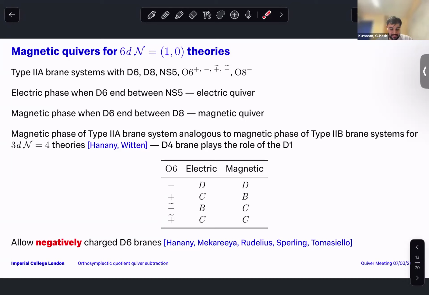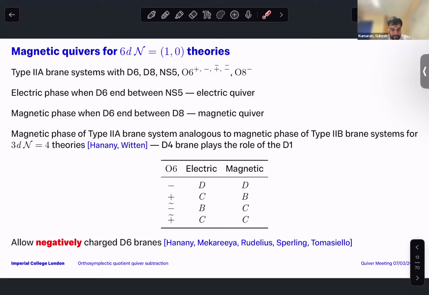Okay, because our D6s will be on top of orientifold planes, it's also important to know what is the gauge algebra we read. So we have this table here. So if you have a minus, then you read D and D and so on.